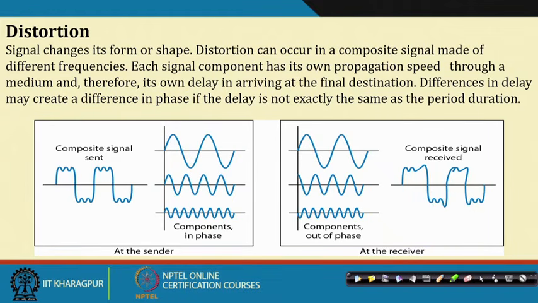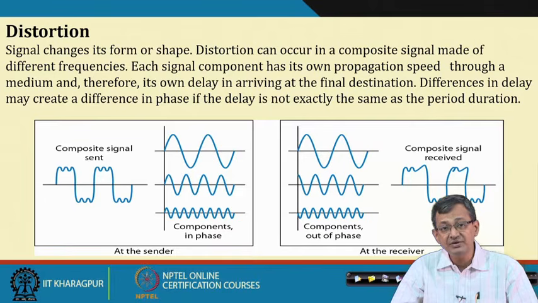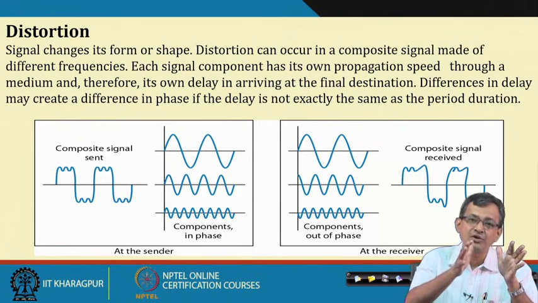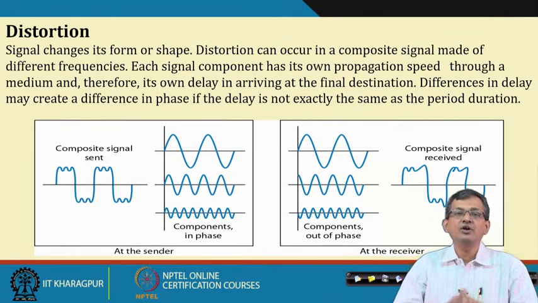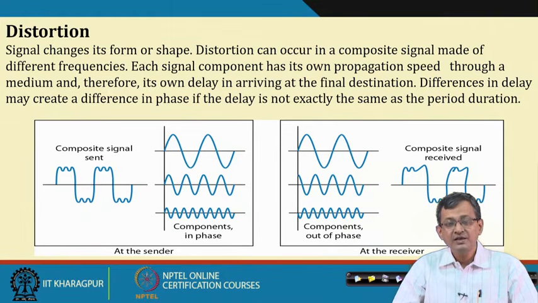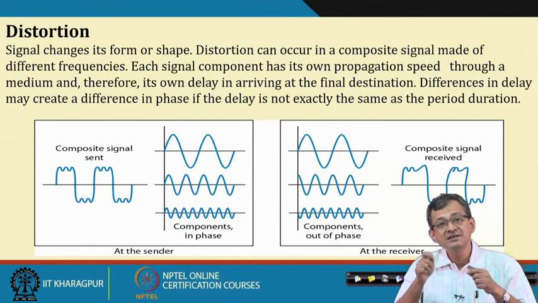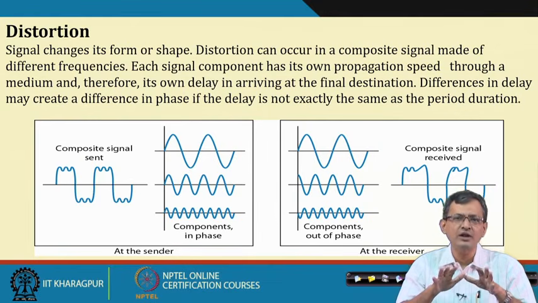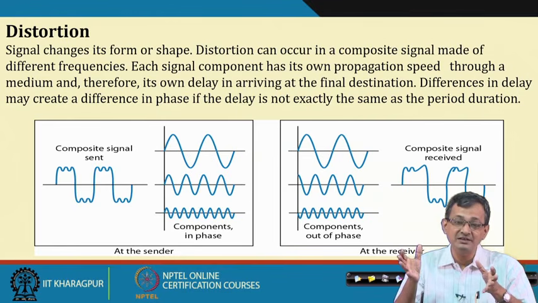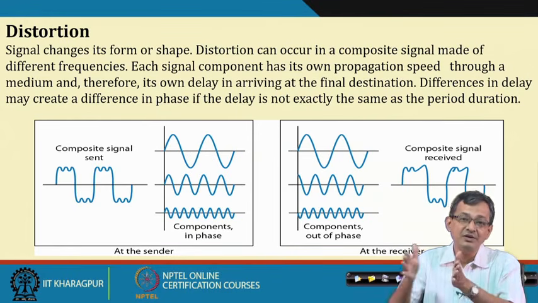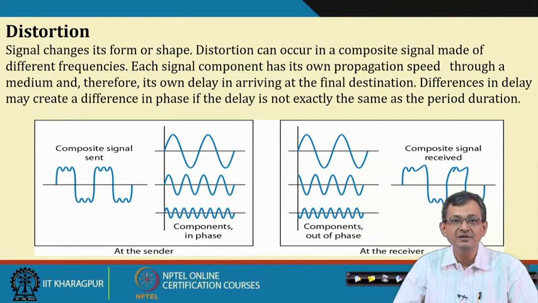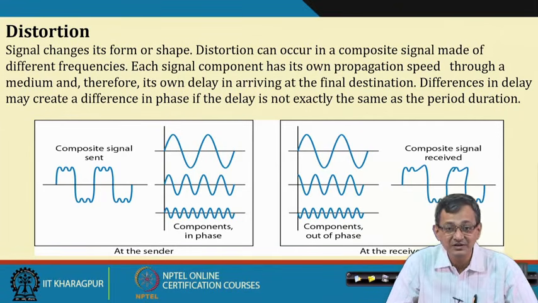is not exactly the same as the periodicity of the periodic duration. So, let us see, I send a composite signal which has a number of frequency components. Because of the channel characteristics, the different frequencies get different delays in reaching the destination. So, there is no attenuation per se, but there are different delays, and when it reaches the destination, it is at a different time duration or period duration.